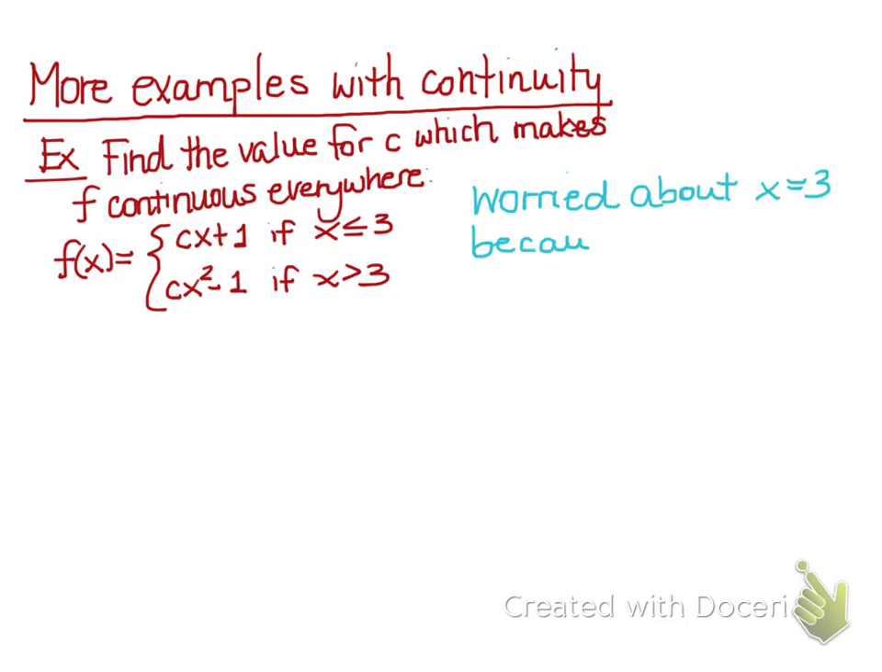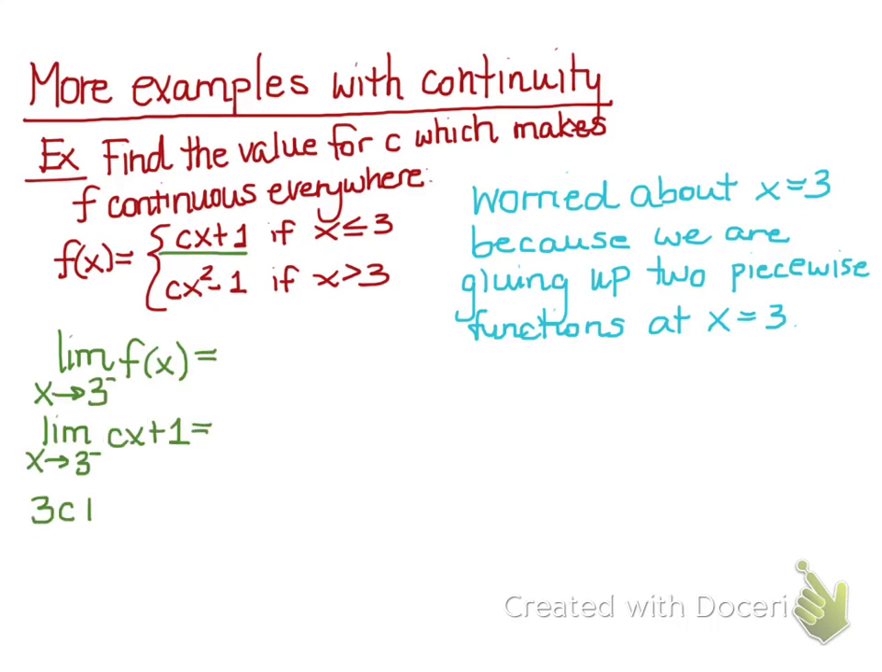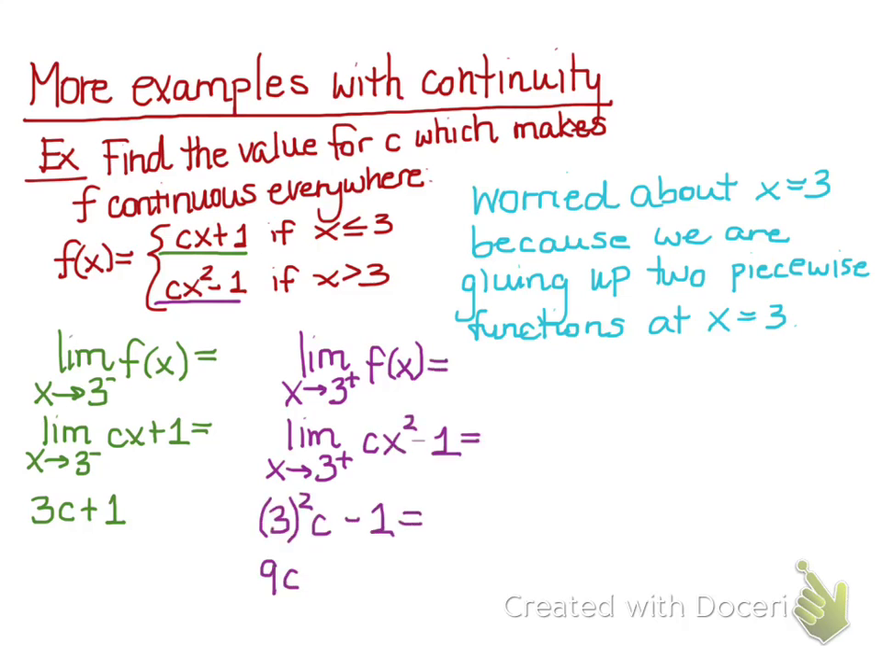Notice that we're worried about the x value equal to 3 because we're gluing up the two piecewise functions at this x value. So we take the limit as x goes to 3 from below and above. Let's start from below, so we're going to use the function cx plus 1, and we do direct substitution to get 3c plus 1. Taking the limit from above, we're going to use the function cx squared minus 1 and end up with 9c minus 1.